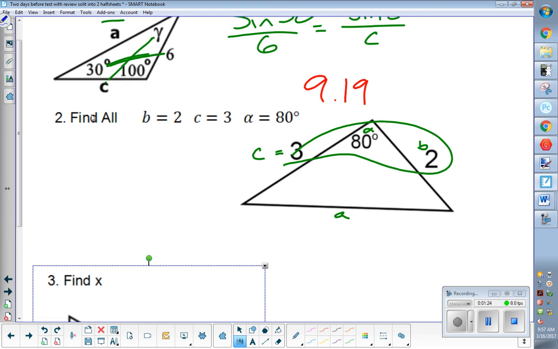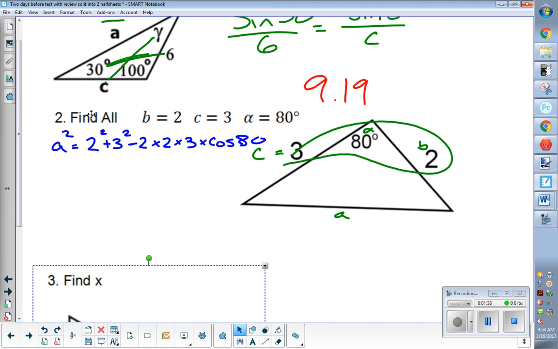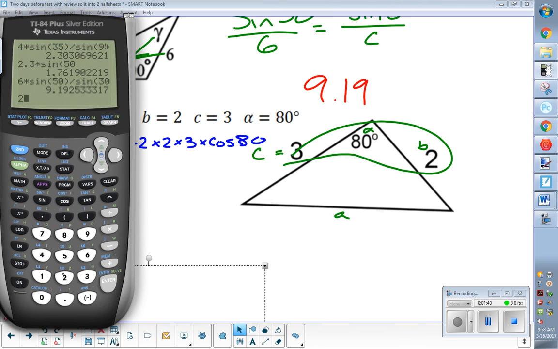I'm doing side angle side. It's law of cosines, so I'm setting up my problem. It goes A squared equals B squared plus C squared minus 2 times B times C times cosine 80. I'm typing that into my calculator: 2 squared plus 3 squared minus 2 times 3 times cosine 80.